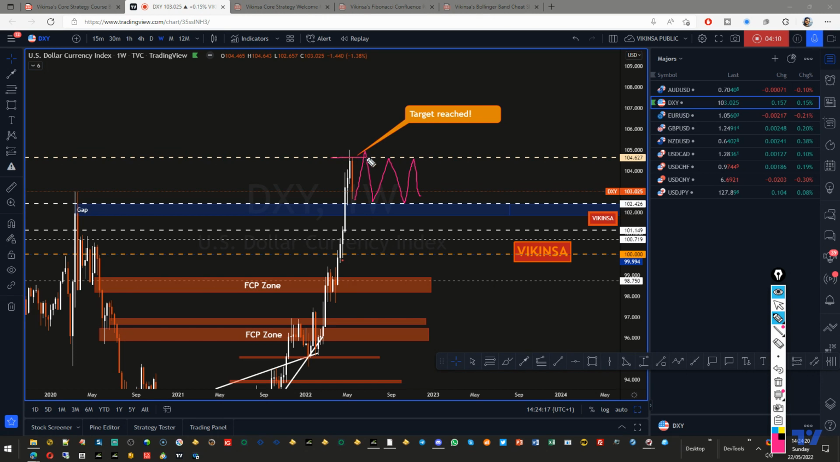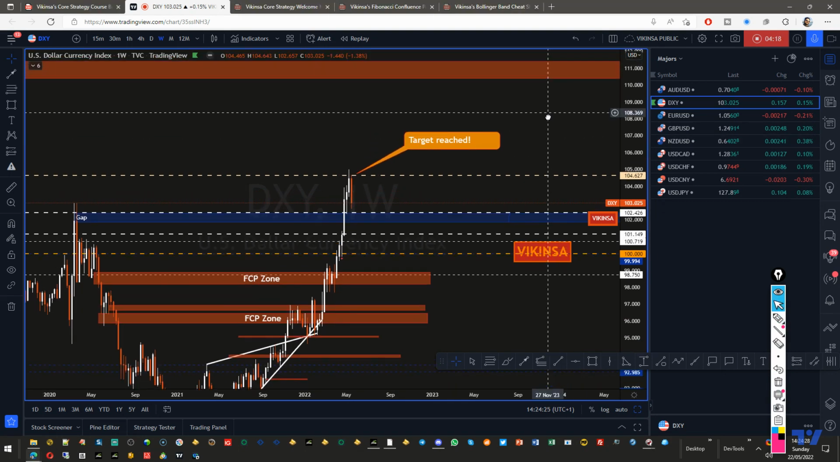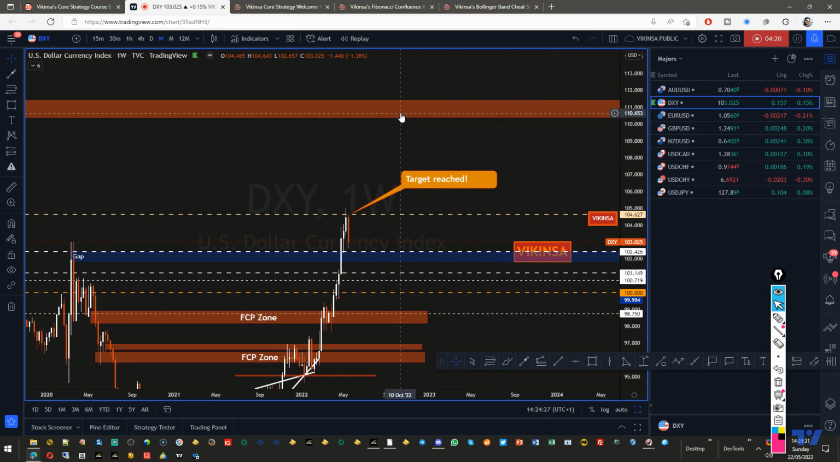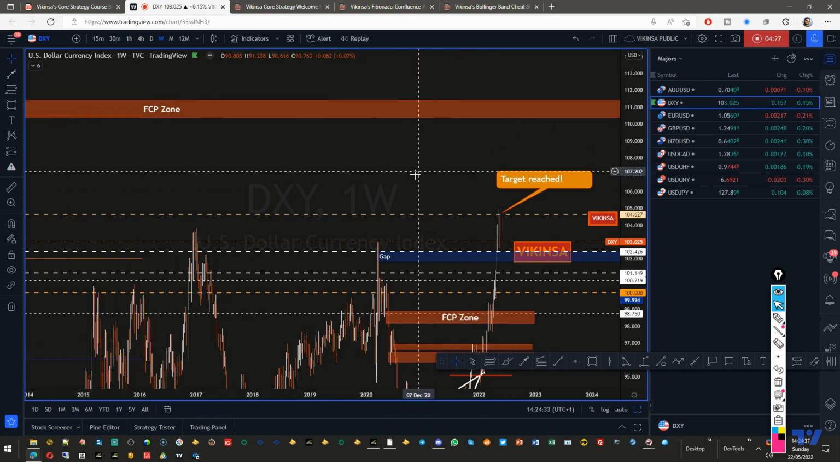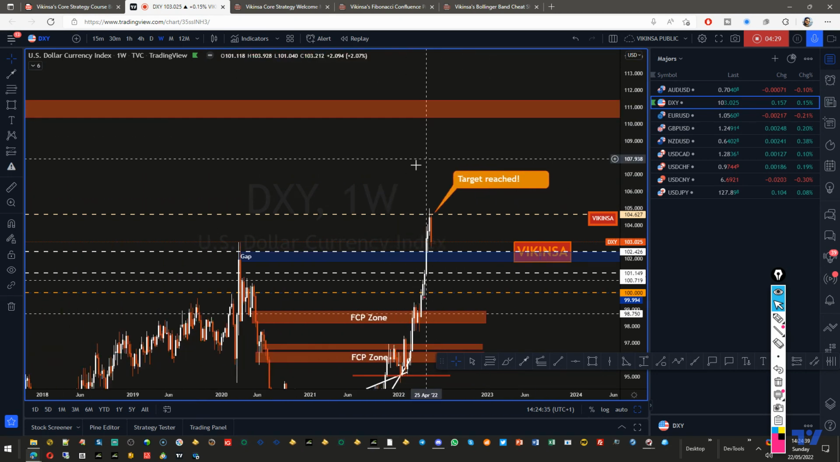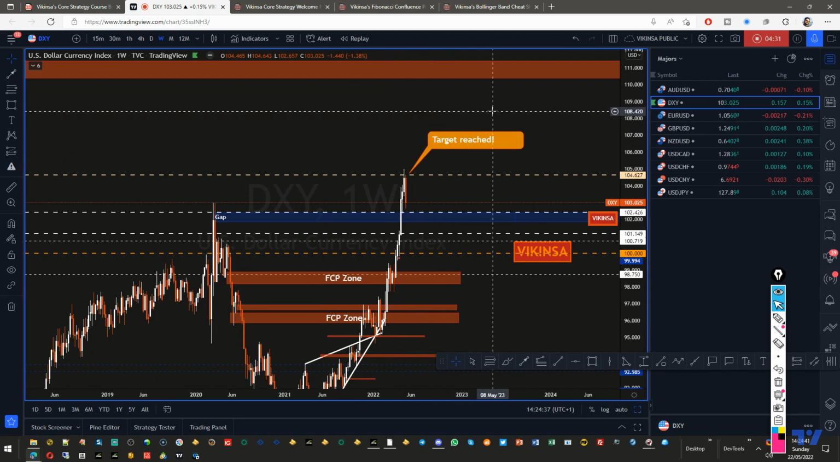If the market breaks above 104.627 and confirms its breakout, then we are looking for an upward move going into the 113 level or so. This is that FCP zone. We will probably have to reanalyze it once the market has started to move upwards.